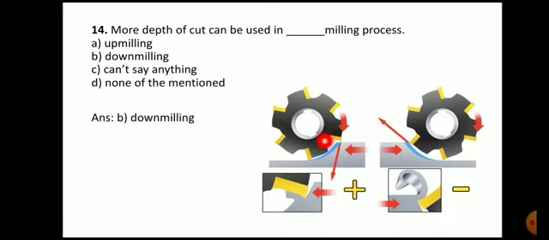So in case of downmilling, we can keep more depth of cut because here the cutting force is in downward direction and that is why we can keep more depth of cut. In case of upmilling, the cutting force is in upward direction. So if we keep more depth of cut, in that case there is a possibility that the workpiece gets ejected from the table.